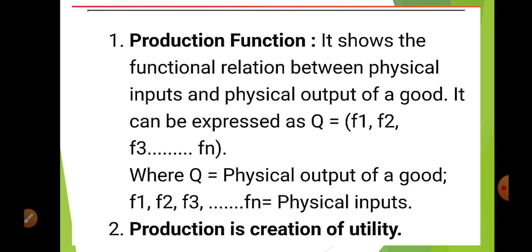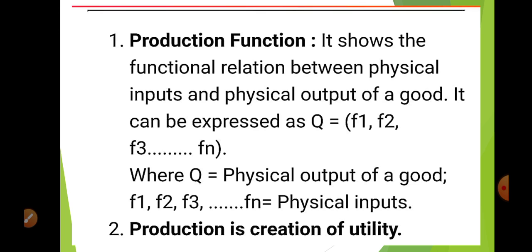Now, what is written here? It shows the functional relation between physical input and physical output of a good. It can be expressed as Q is a function of F1, F2, F3, up to Fn, where Q is the physical output of a good, that is, the number of items, and F1, F2, F3 are physical inputs.